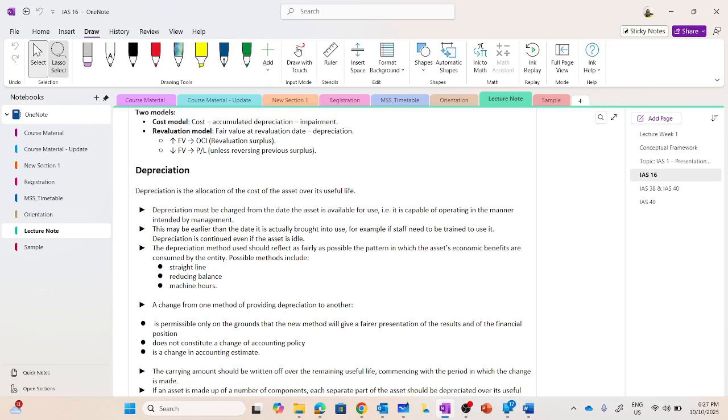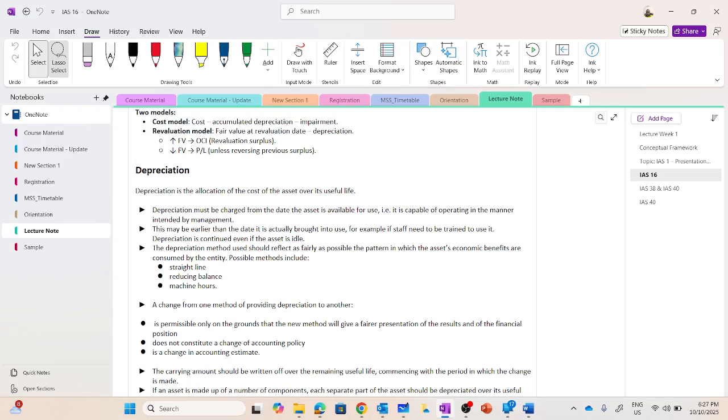So now we have different possible methods we are going to use to calculate depreciation. We have straight line, we have reducing balance, we have machine hours. We are going to look at them. Also, a change from one method of providing depreciation to another, we need to look at as well, whether it's a change in estimate or a change in policy, which is a change in estimate.